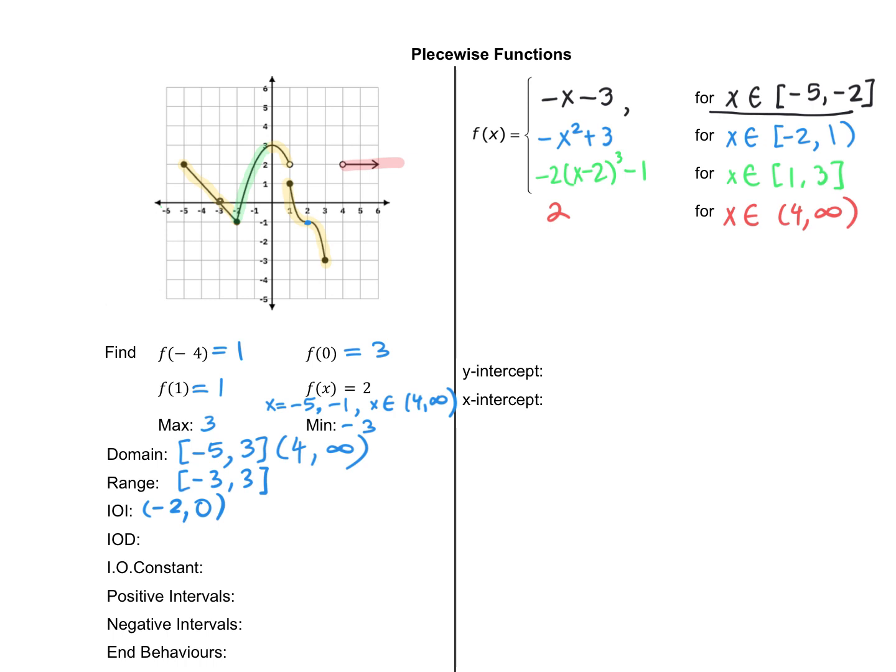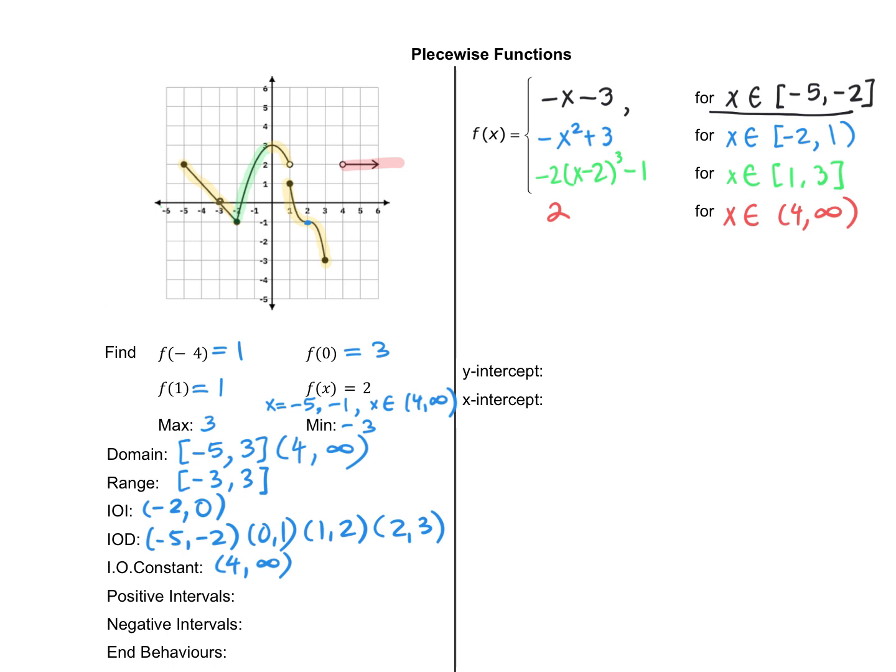For intervals of decrease, I have quite a few. We start from -5 to -2 when we're on that downwards line. Then we're from 0 to 1 for the rest of the parabola. Then for the cubic function, we go from 1 to 2, then we hit the point of inflection, then we go from 2 to 3. And then for our interval of constant, we're constant from 4 to infinity.